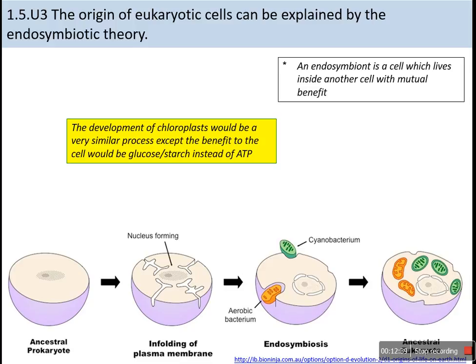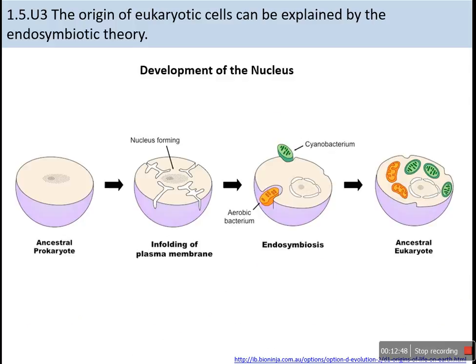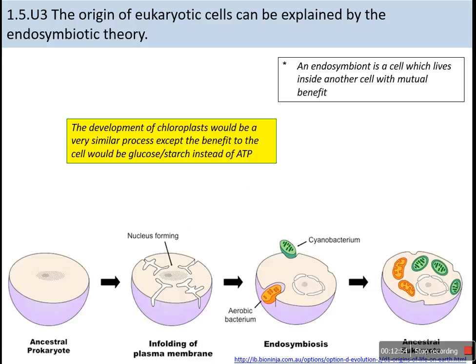Now we've got to look at how the origin of the eukaryotic cell can be explained by the endosymbiotic theory. Over here was the formation of our first prokaryote, as it were. What happened next? Here's your ancestral prokaryote. You've got the infolding of the membrane. It's already pinched off to form your nuclear membrane and your nucleoid here.